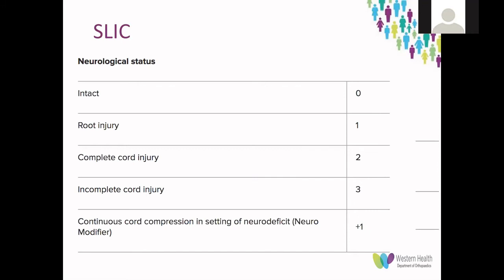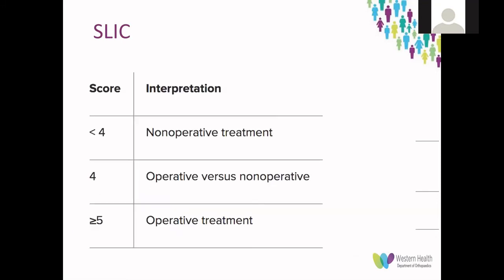So intact, 0; root injury, 1; complete cord injury, 2; incomplete cord injury, implying time to intervention providing better neurological outcome, is 3; and continuous cord compression. So this is the interpretation here. If you score under 4, you manage non-operatively. 4 is the grey area of operative versus non-operative. And if you score over 4, I'm looking down the path of operative treatment.